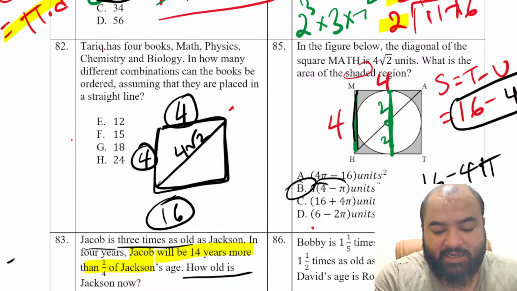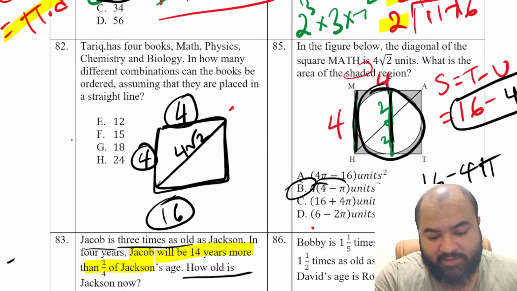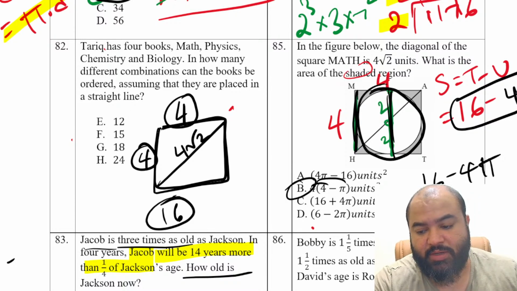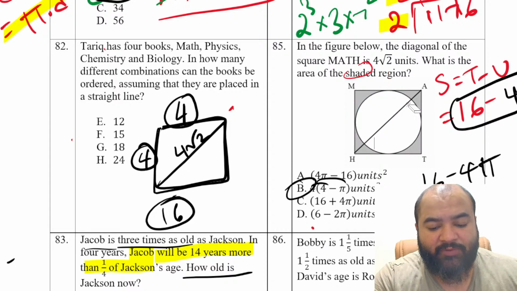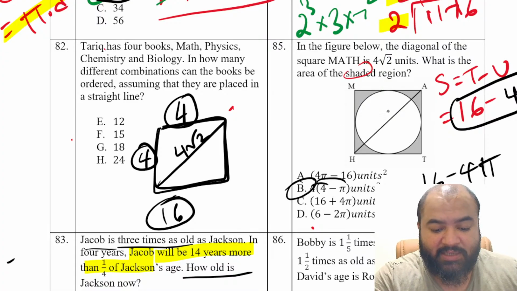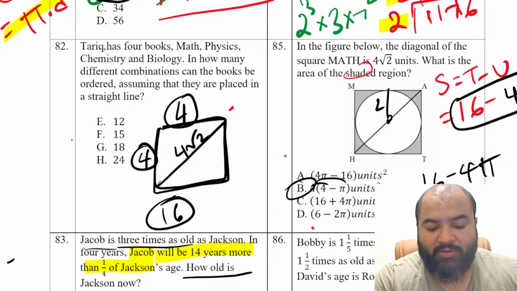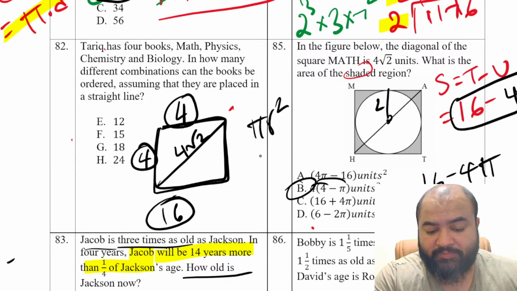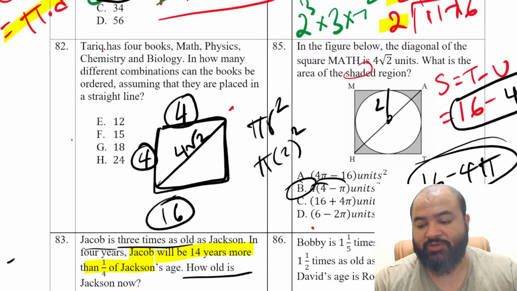So now since the side length is 4, the diameter of the circle inside is also 4. So the radius is 2. So we had to find the area of the square, which is 4 by 4, that's 16, minus the circle which has a radius 2, which is pi r squared. So that was 4 pi, so that's why this was the answer.